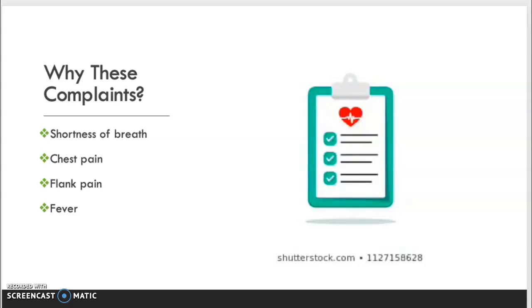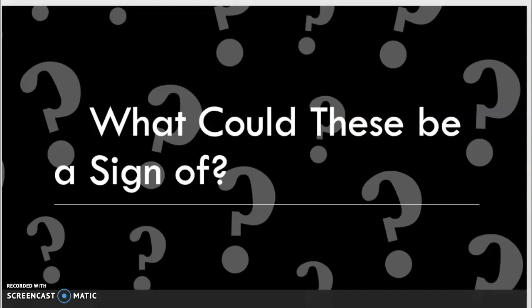And they also mention that withdrawals from opioids, in past opioid abusers, include lower back pain. And so that would attribute to the shortness of breath, the pain that she's feeling, and the fever. So what could these be a sign of? Next in this presentation, I'll go into the 3 differential diagnoses that I believe the patient may have given her presenting symptoms.